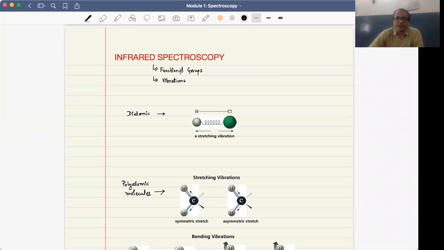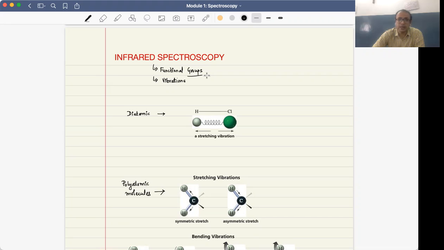Hello everyone. So let us concentrate on infrared spectroscopy in today's session. Infrared spectroscopy, as we discussed in the introductory segment of the spectroscopy techniques, is basically involved in the functional group detection in an organic molecule. So we can predict the type of functional groups present in a given organic molecule on the basis of infrared spectroscopy.